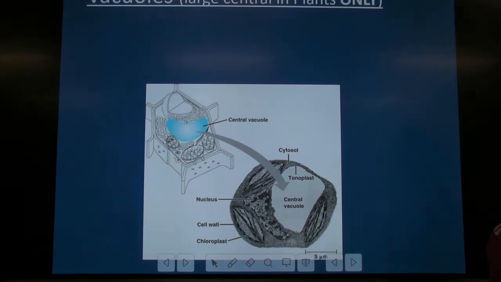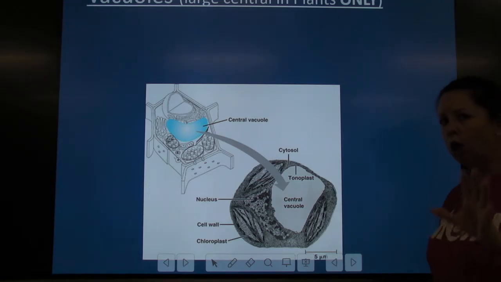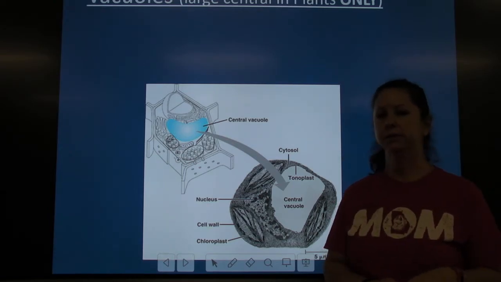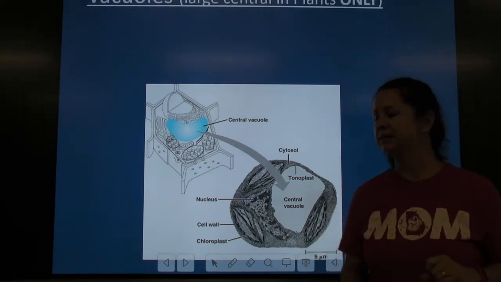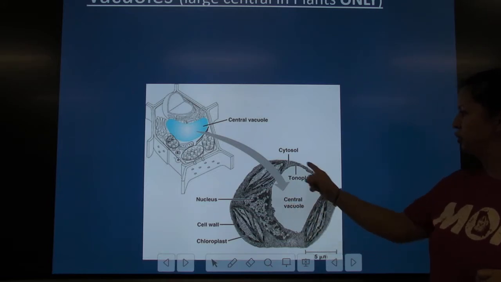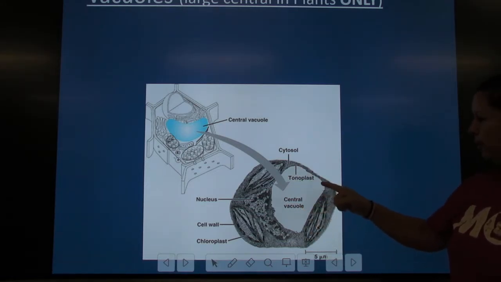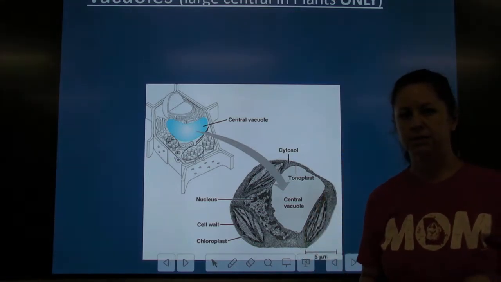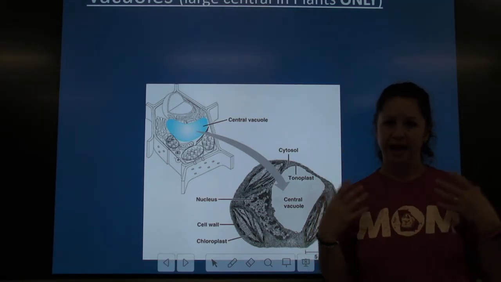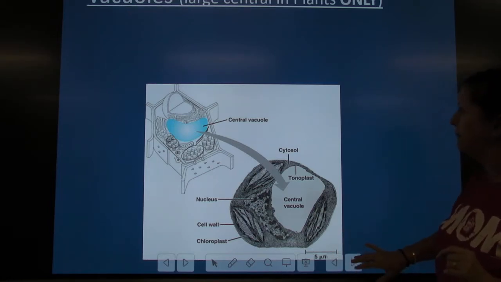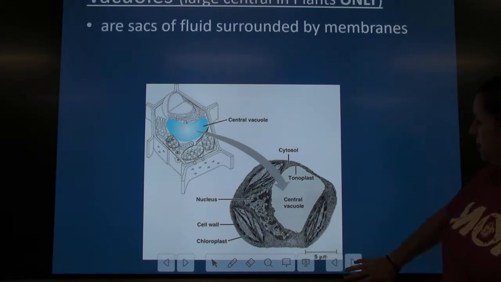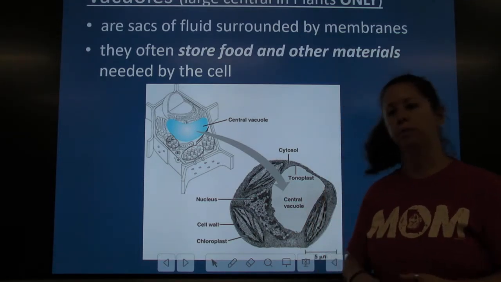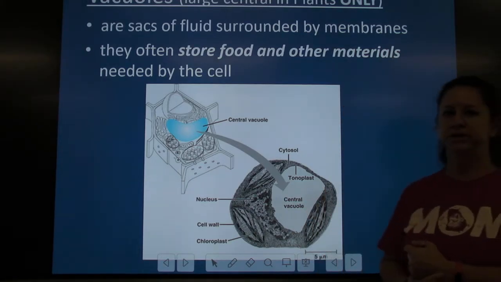All right, vacuoles. All cells have vacuoles. They're little storage compartments. Only plants have a large central vacuole. So this great big huge one is special to plants. But even your cells, animal cells, have little ones. Okay, the vacuoles are sacs of fluid surrounded by membranes, and they're storage compartments. They store food and other materials.